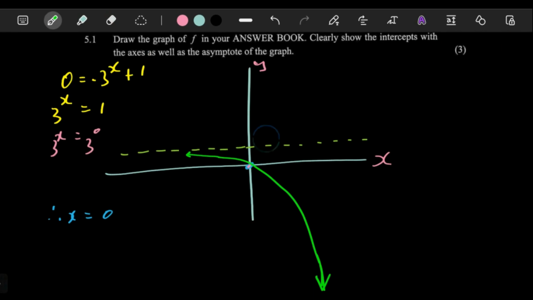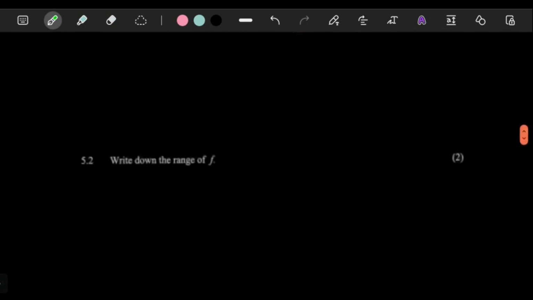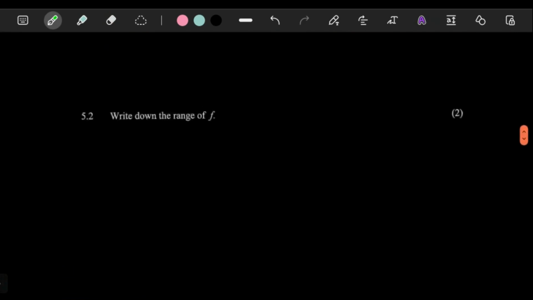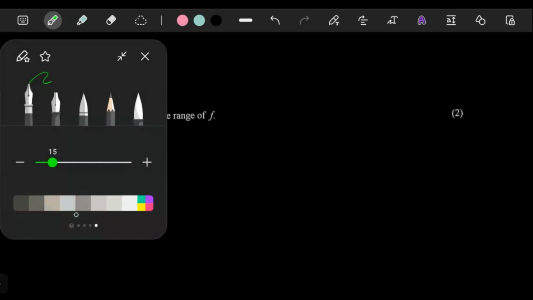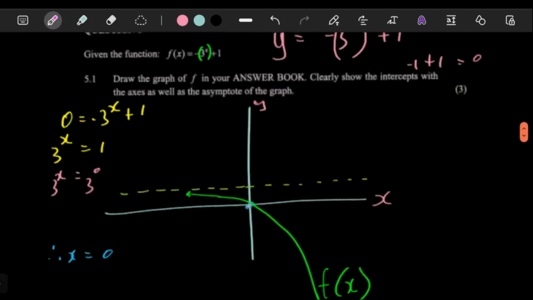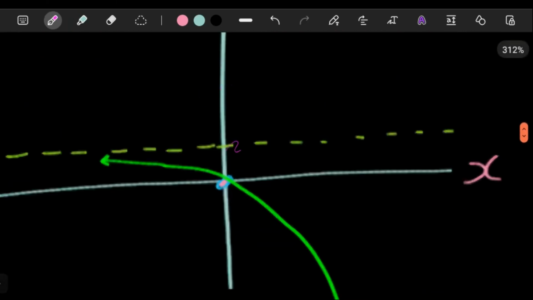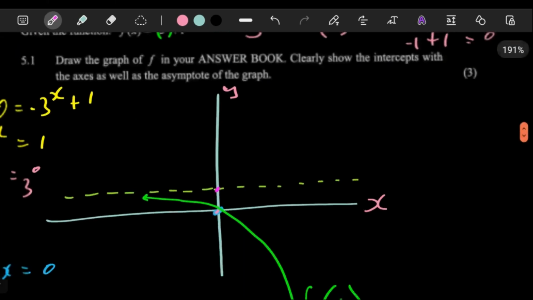Let's label it f of x. We've labeled it and we can keep moving forward now. 5.2 says write down the range of f. Range means y value. So the y value here is what? It's a positive 1.